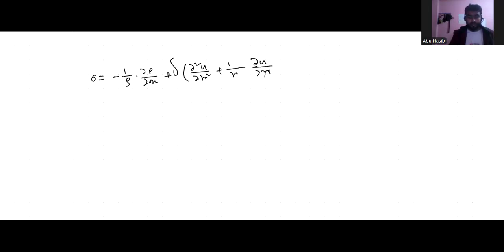And now from that equation, we can write that 0 is equal to 1 by rho into del p by del x plus nu times del squared u divided by del r squared plus 1 by r del u divided by del r, where nu is equal to mu divided by rho.